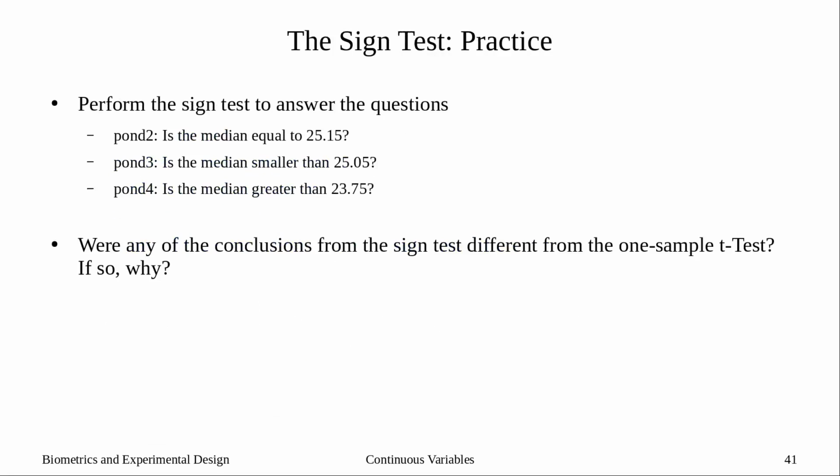Alright, so now just for practice, let's do the sign test for these next 3 ponds. Again, I changed the values, but these are the same values that we tested against the mean. Once you do the sign test, I want you to go back and look at the t-test and see if any of the conclusions derived from the t-test differed from the conclusions derived from the sign test. And if they are different, come up with an answer as to why they may be different.